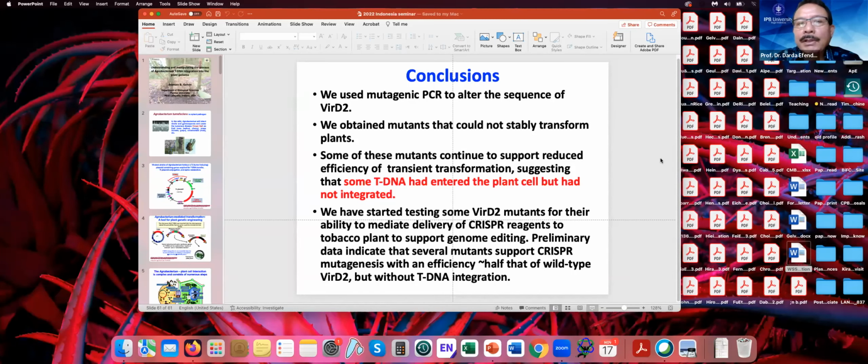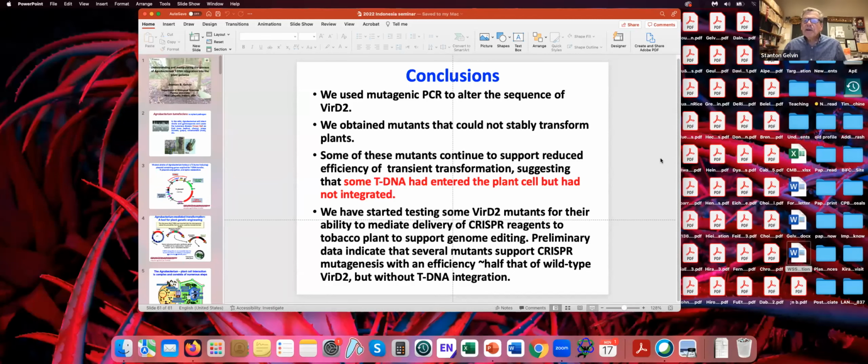Thank you, Prof. Gelvin. Any other question from the audience? May I? Yes, thank you, Prof. Gelvin. Very nice presentation. I have some questions. First, are the VIR genes from the Agrobacterium only induced after the Agrobacterium contacts the plant cells, or can we induce them before we use them for the transformation?